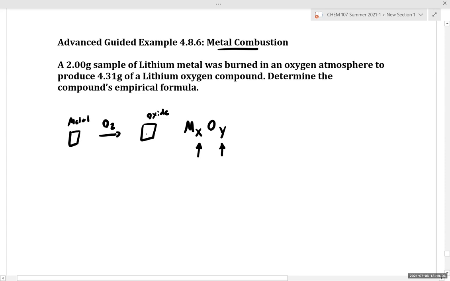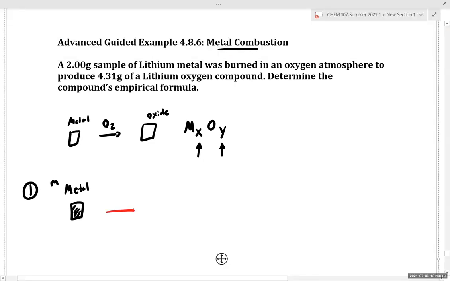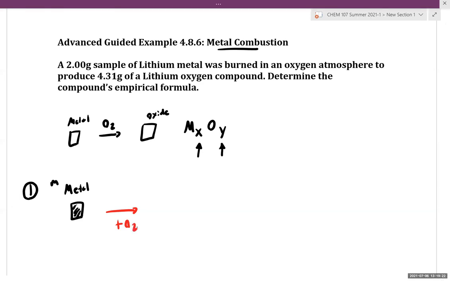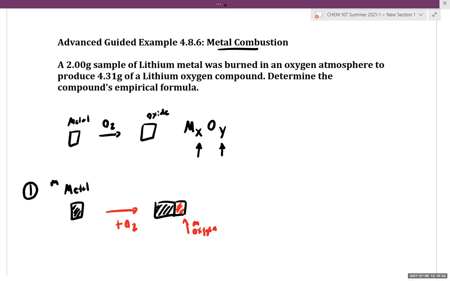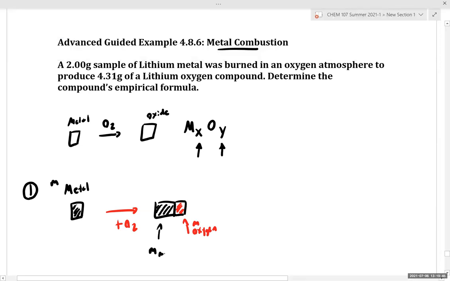Now, if you know the mass of metal and the mass of oxide, we actually have enough information to calculate the empirical formula. The first step is to think about what's actually happening in this reaction. Suppose we have the initial mass of metal. If we allow our metal to react with oxygen and we get our metal oxide out, by conservation of mass, any mass that ends up in our metal oxide must come from the metal or oxygen. So our metal oxide consists of some mass of oxygen and some mass of our metal.